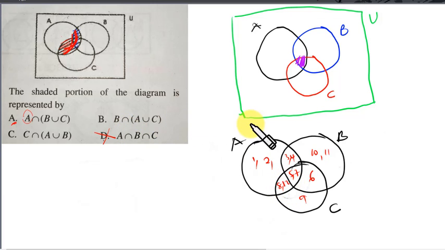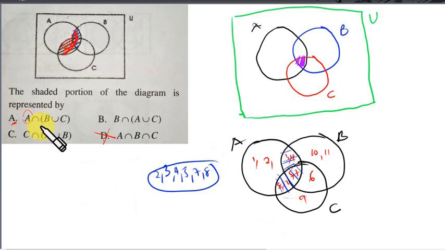Okay, so now let me look at the shaded region. Where is the shaded region? The shaded region is this region here, the entire region here. And the entire region here, what elements do we have here? We have 3, we have 4, oh sorry, we even have 2 here. So let me put a 2 in front of the 3. So we have 2 here, we have 3, 4, we have 5, and we have 7 and 8. So which of these options will give you 2, 3, 4, 5, 6, 8?